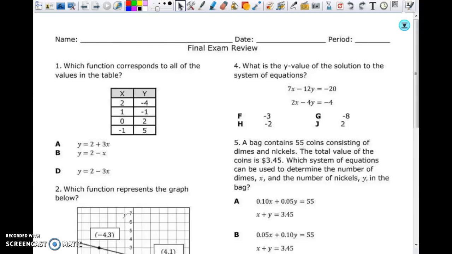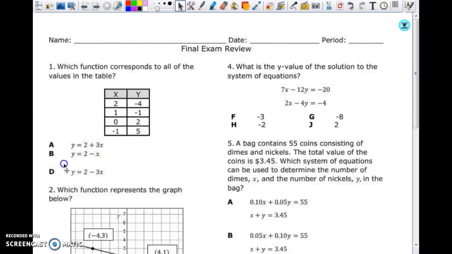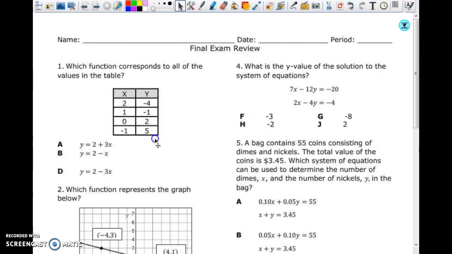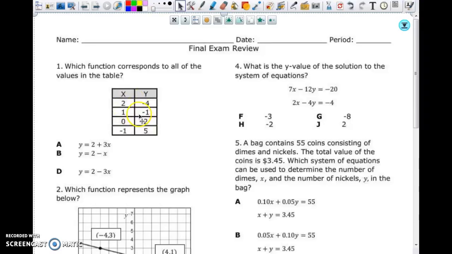Okay. So number 1, which function corresponds to all the values in a table? So they give you a table of points, and for some reason choice C is missing on mine, but you have it on your paper, so just remember to check it. They give you a table of points, and you've got to figure out which equation goes with these points, right? There's a lot of ways to do it, but remember, they give you a table, which equation has these points. So let's figure it out.